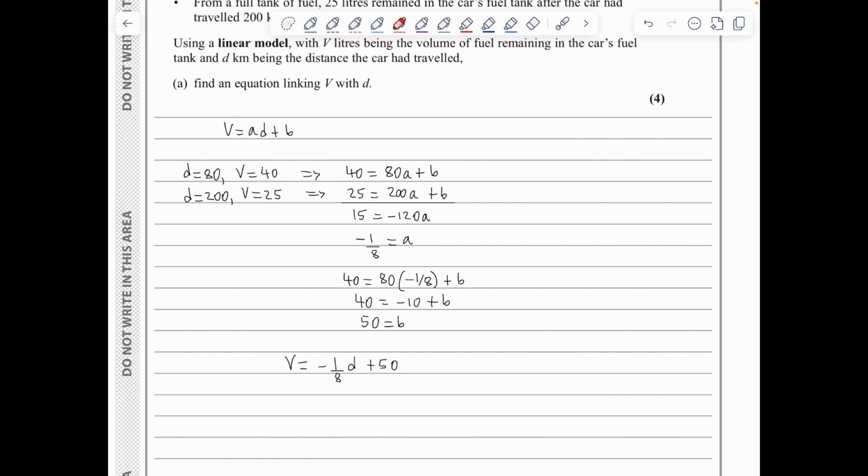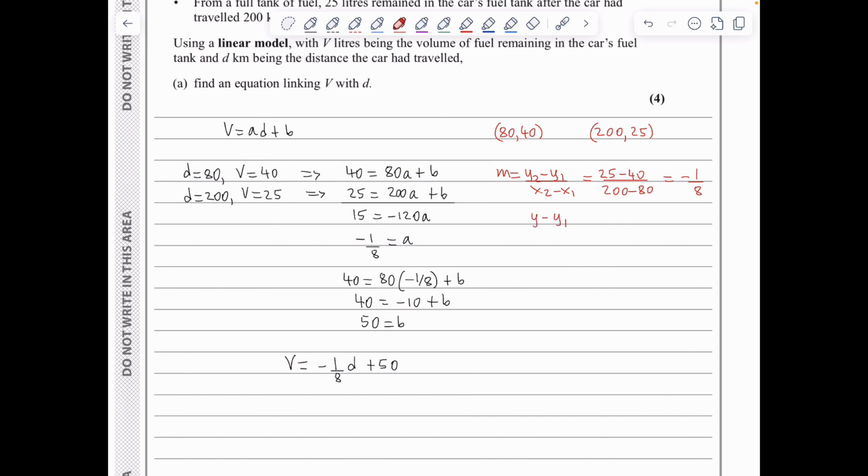Now, alternatively, I could have treated this as a straight line equation from the onset. So we've got 2 points. We've got the point 80, 40, and the second point was 200, 25. I will start by finding the gradient. The gradient is defined to be y2 minus y1 over x2 minus x1. So we're looking at 25 minus 40 over 200 minus 80, which gives an answer of minus 1 over 8. And then I will proceed with the equation of a straight line.